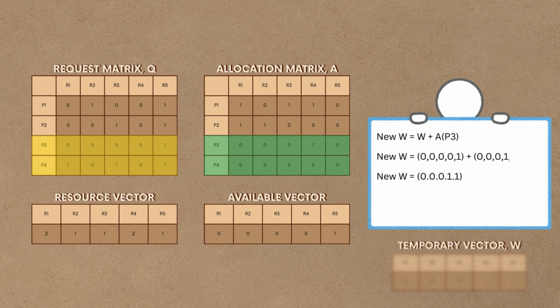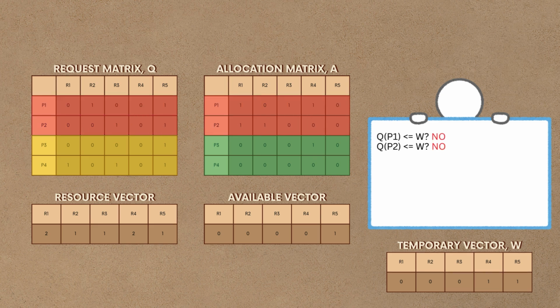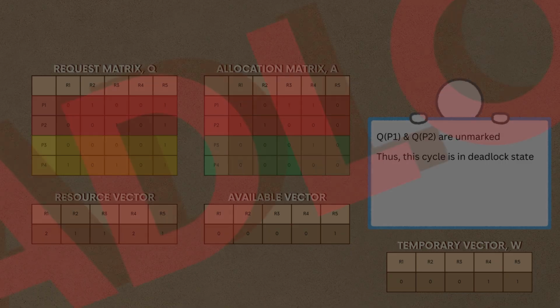To calculate the new temporary vector, first we have to add the old temporary vector with the allocation matrix of P3. And then we look for other processes that satisfy the temporary vector. In this case, P1 and P2 do not satisfy the temporary vector. So, what does that mean? Process 1 and process 2 in the request matrix are unmarked. Thus, the cycle is in a deadlock state.